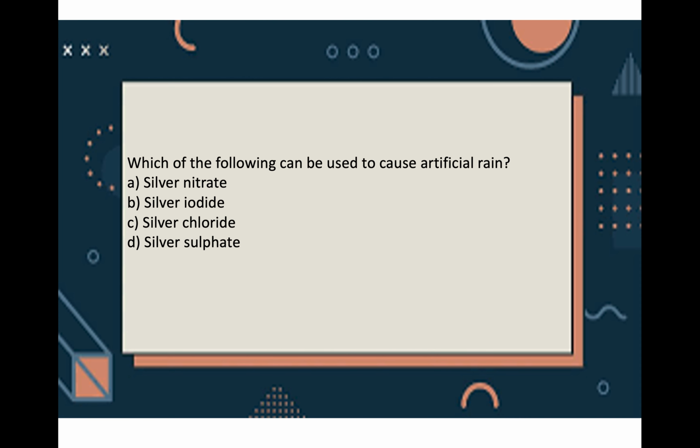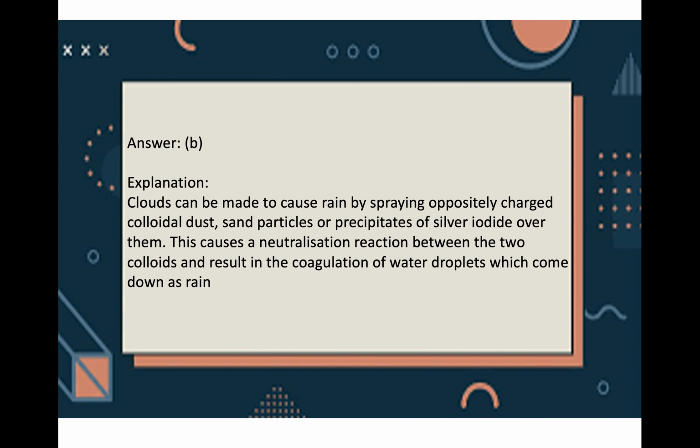Now, next, which is used to cause artificial rain? A. Silver nitrate, B. Silver iodide, C. Silver chloride, and D. Silver sulfate. So, B. Silver iodide is the correct choice, because in countries where there is no rain, mostly in UAE, Gulf countries and so on, to cause rain they spray oppositely charged colloidal dust or sand particles or a precipitate of silver iodide over the clouds. This causes a neutralization reaction between two colloids, and as a result, coagulation of water droplets happens, which come down as rain.